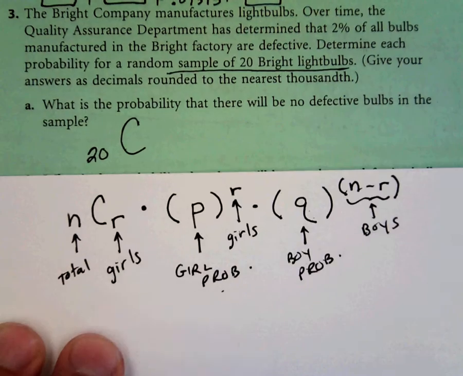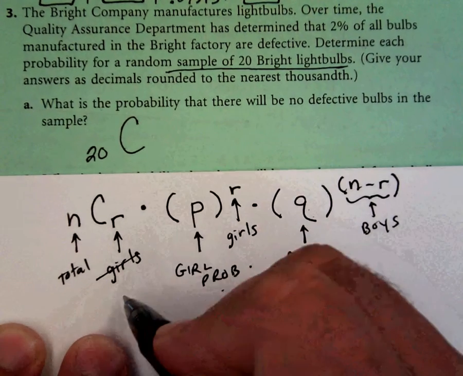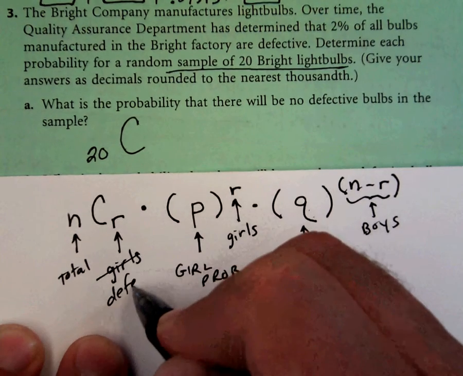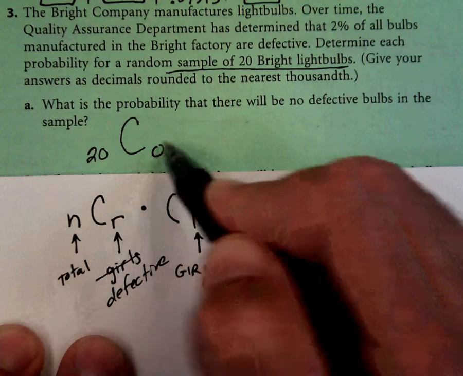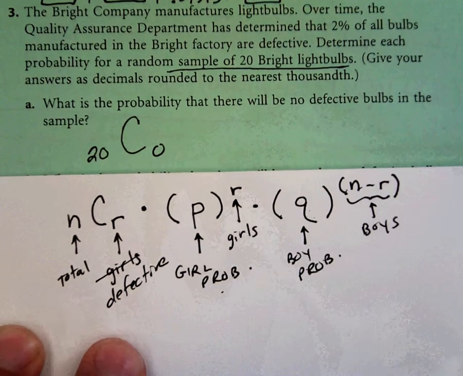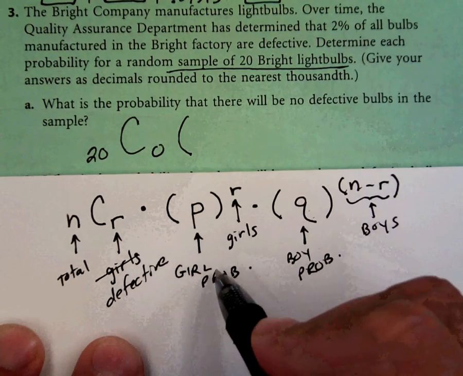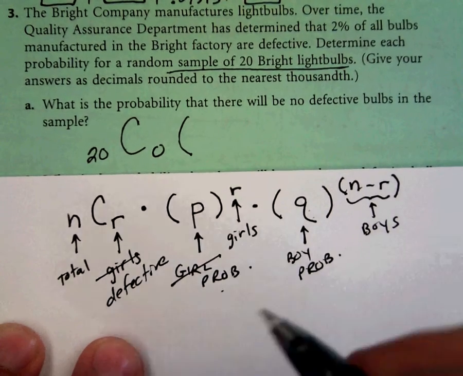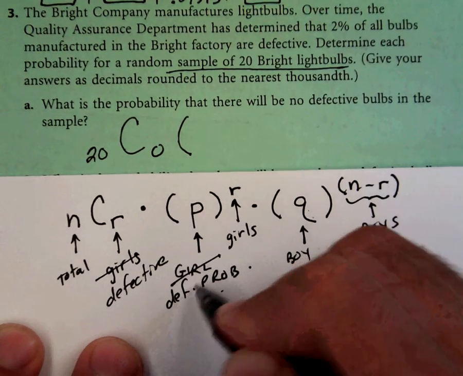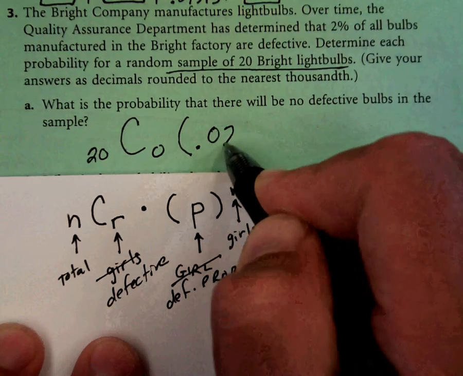We're going to choose, instead of choosing the number of girls born, this R will represent the defective bulbs. And we're choosing for 0 of them to be defective. So in this case, 0 is R. For P, we don't need the probability for being a girl, we need the probability that the bulb will be defective. And they say that that's 2%, which is 0.02.